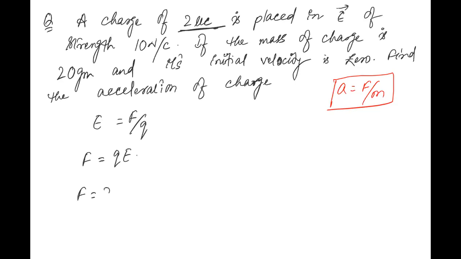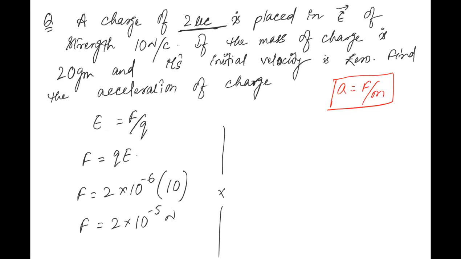It is 2 microcoulomb, that is 2 into 10 to the power minus 6. We have converted into coulombs. Multiplied by 10 Newton per coulomb, which is the strength of the field. If I solve this, don't you think I'll get 2 into 10 to the power minus 5 Newton as the force? Yes, sir. Okay. Now, acceleration is force by mass. That is 2 into 10 to the power minus 5 upon mass. What is the mass of this charge? 20 gram.